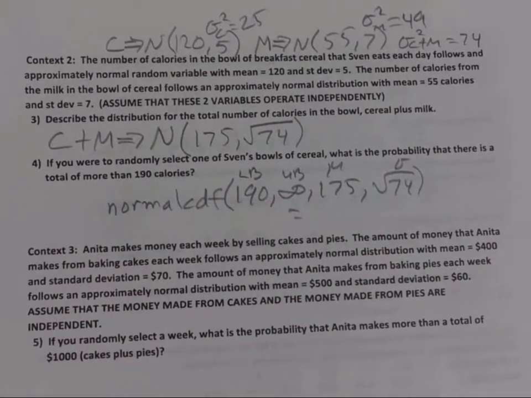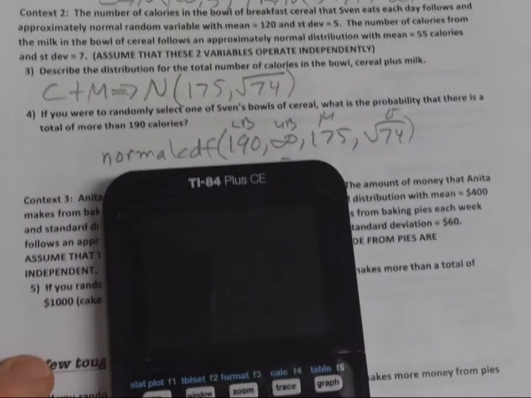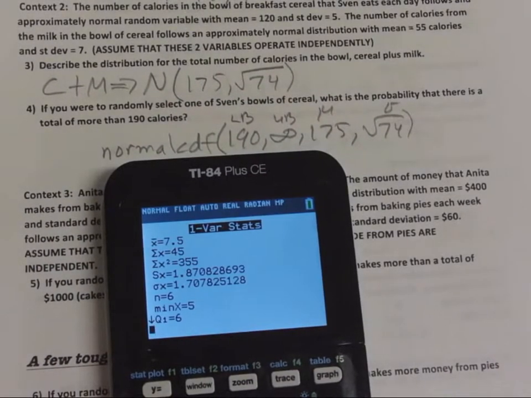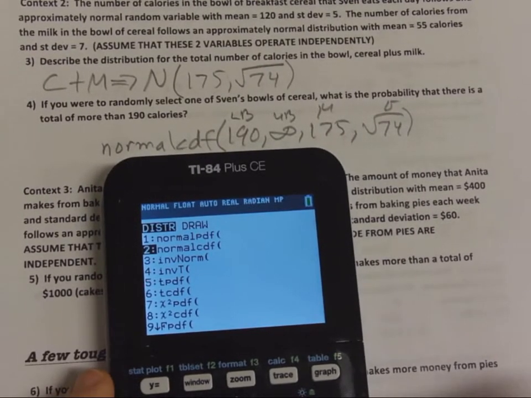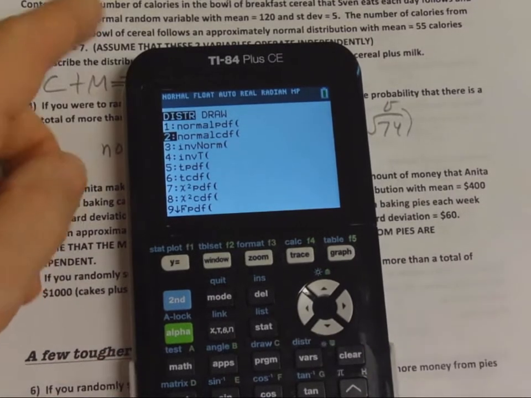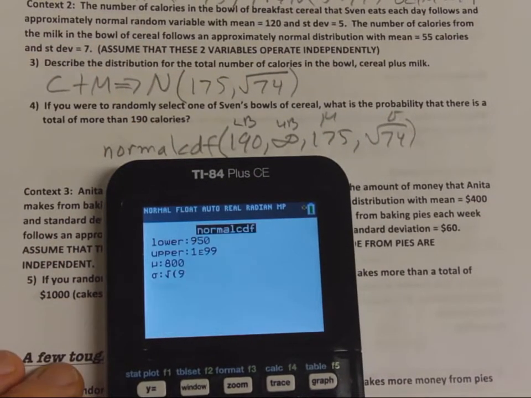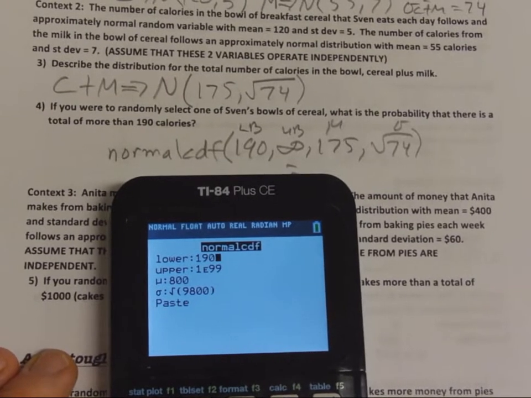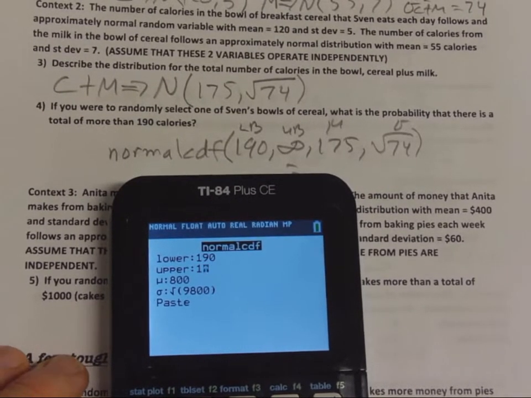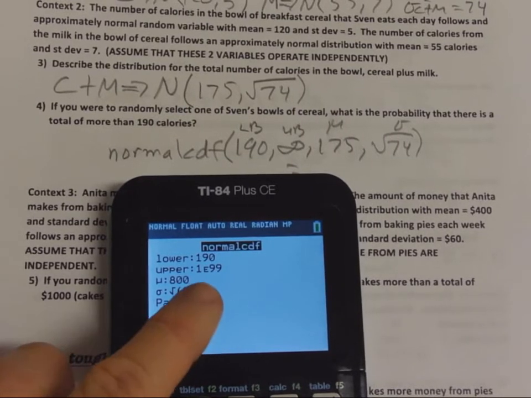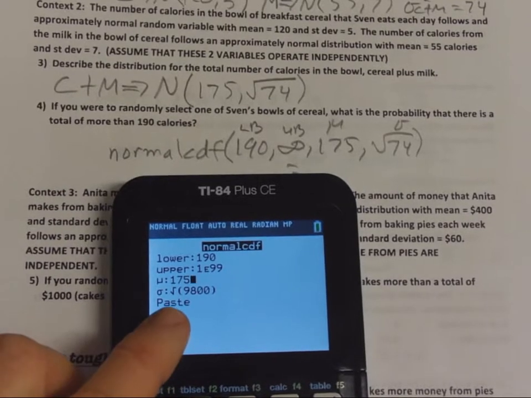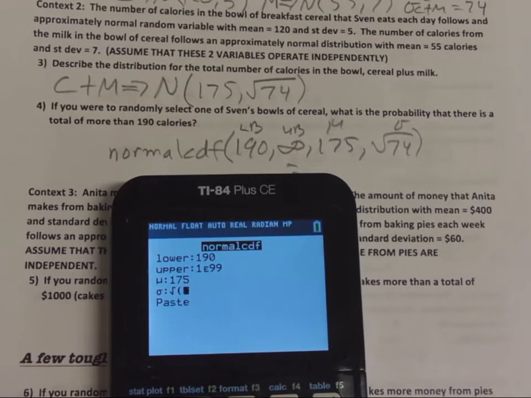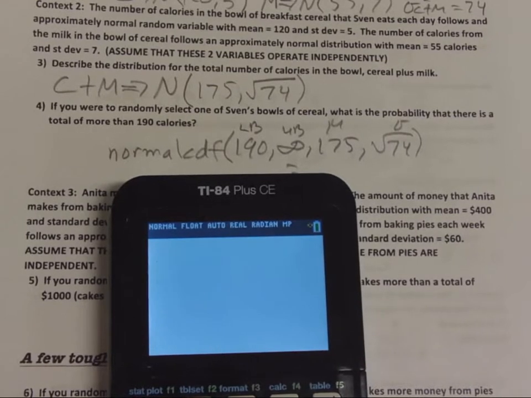When we use our calculator to get that, let me remind you how to do normal CDF, which we've been doing all year. We will go second distribution, normal CDF. Distribution's right above the VARS button there. We hit enter, and we are going from 190 to infinity, which is just 1E99, or you could just put a million there or something. That would work. This would be 175 for the mean, and the standard deviation is the square root of 74.